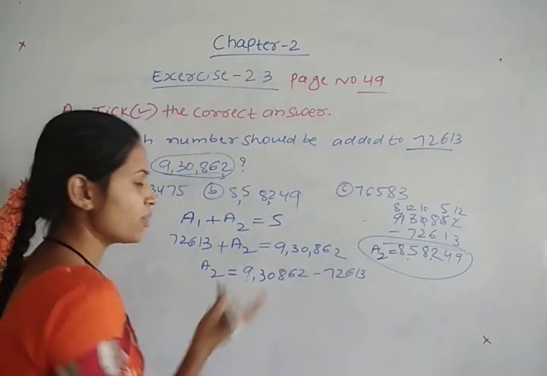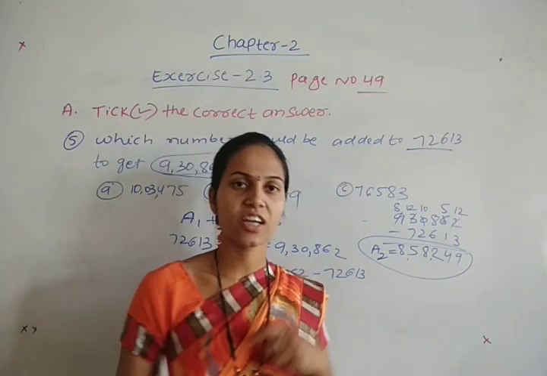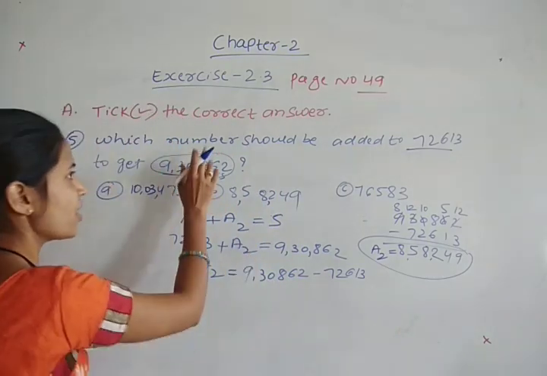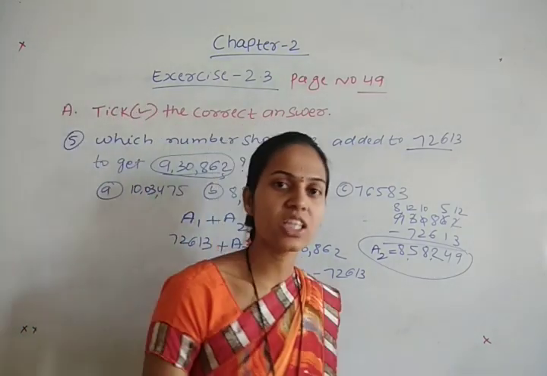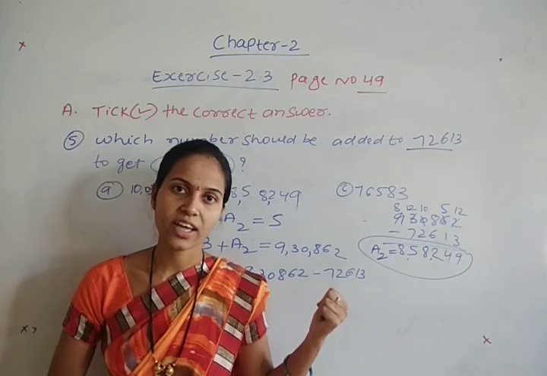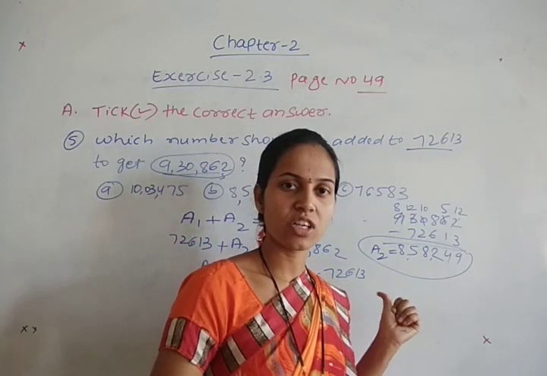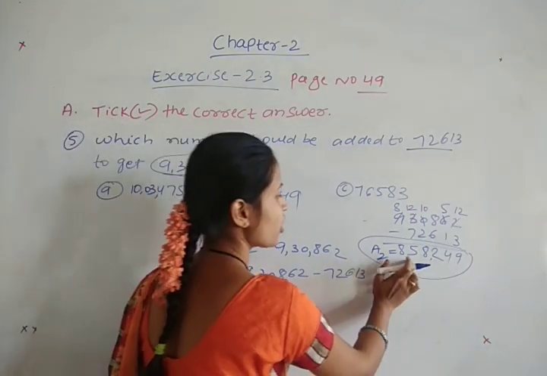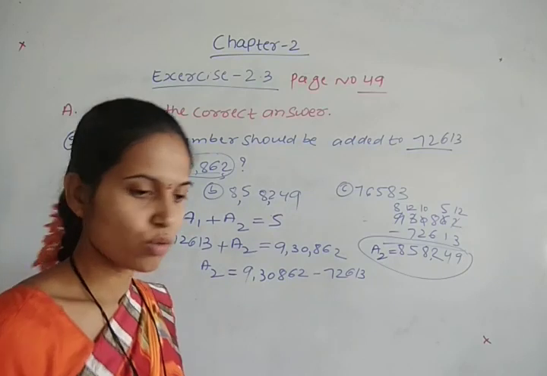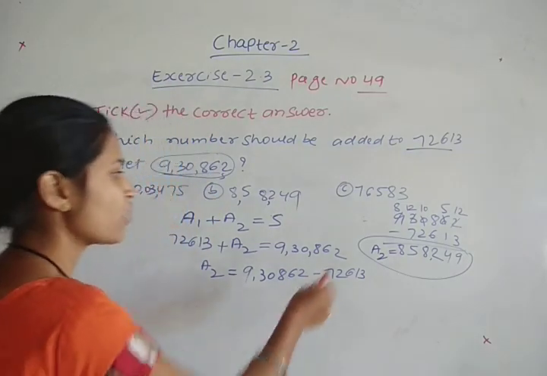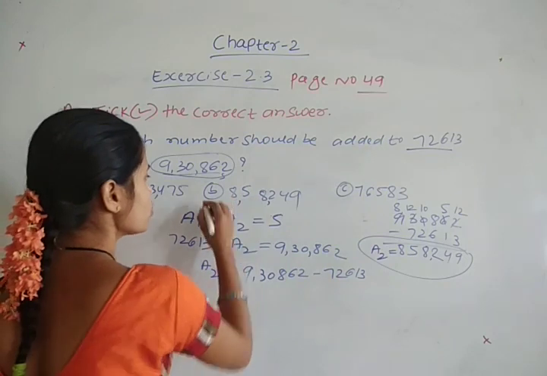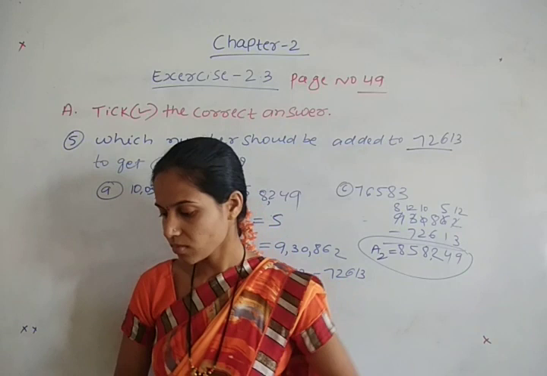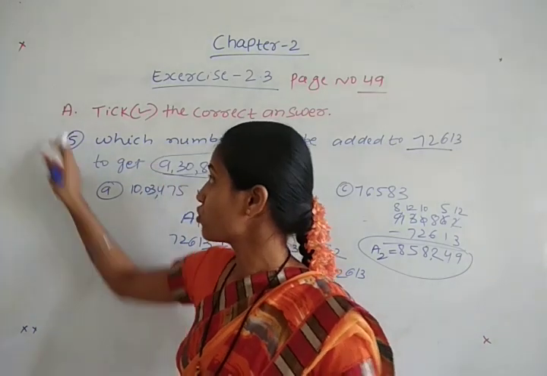A1 plus A2, if we add the first addend and the second addend, only then we will get the sum. But in the question, they have given only one addend, we need to find the second addend, and they have directly given the sum. So addend 2 was required, and we calculated it and got 8,58,249. This value is given in option B, so I will take option B as the correct one. This is the completion of question number A.